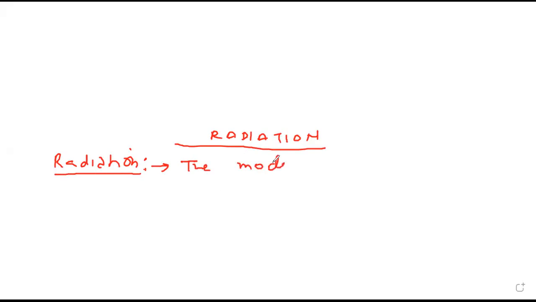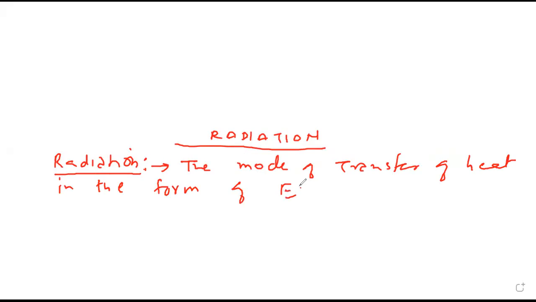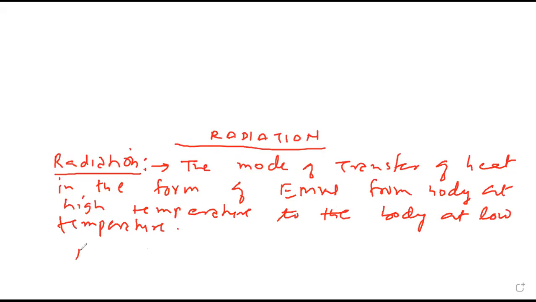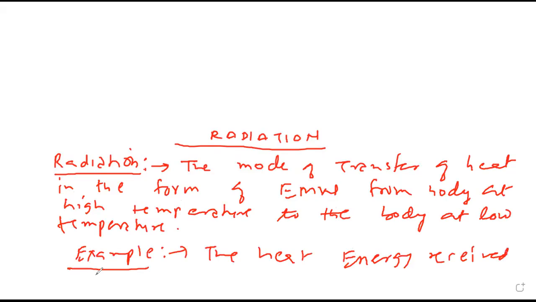Radiation is actually the mode of transfer of heat in the form of electromagnetic waves from a body at high temperature to a body at low temperature. Example: the heat energy received from the sun is in the form of electromagnetic waves.